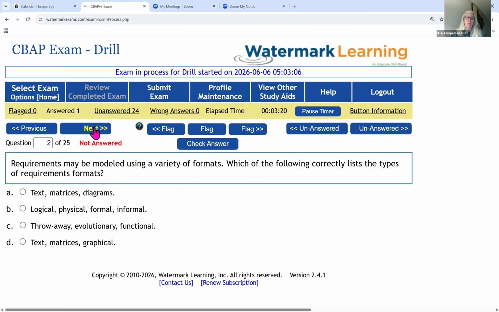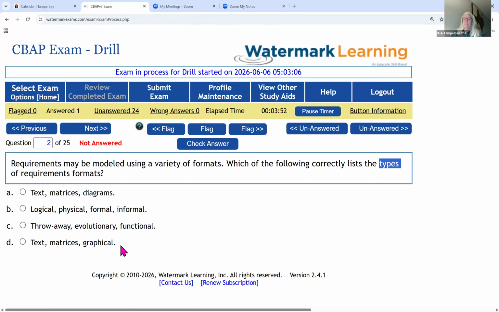Requirements may be modeled using a variety of formats. Which of the following correctly lists the types of requirements formats? So we're talking about requirements formats in modeling. So this is our specify and model task. Are the requirements formats and its types of requirements formats text, matrices, diagrams, logical, physical, formal, informal, throwaway, evolutionary, functional, or text, matrices, graphical?